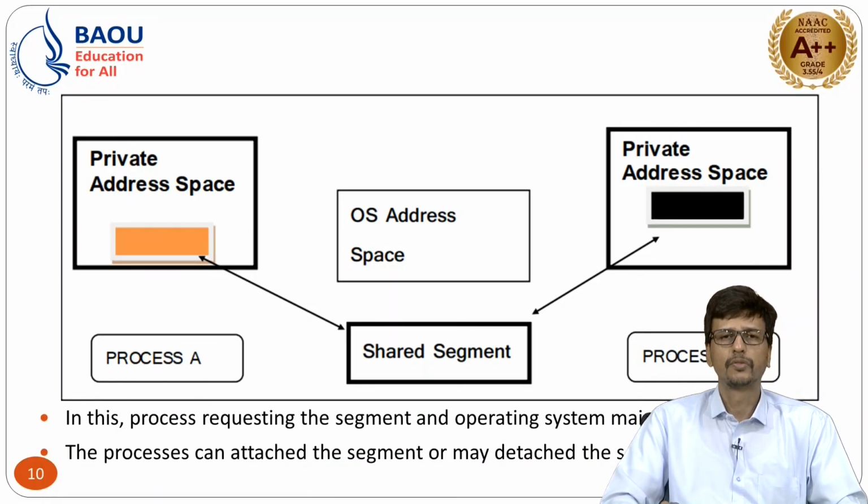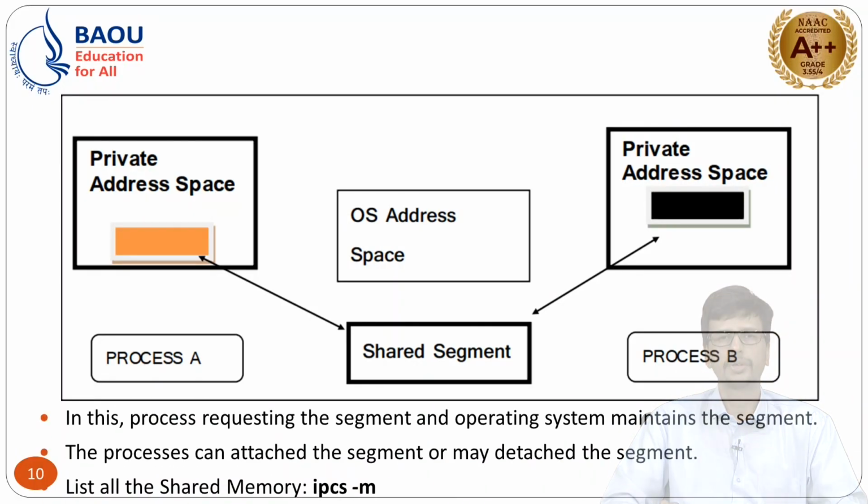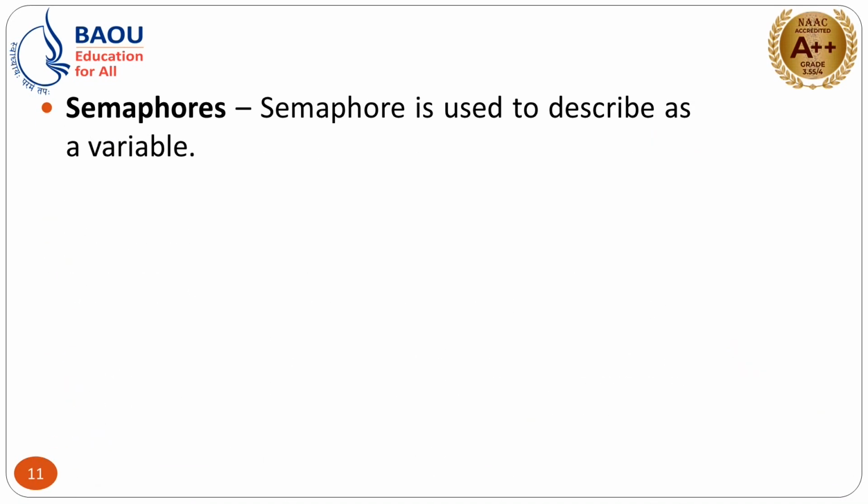Now suppose you want to show all the active shared memory segments. In that case you can use the option M. In the previous case, if you want to see the message queues, you can use the option q, but here, if you want to see the shared memory segments, you can use the M option, right? These two mechanisms we have covered.